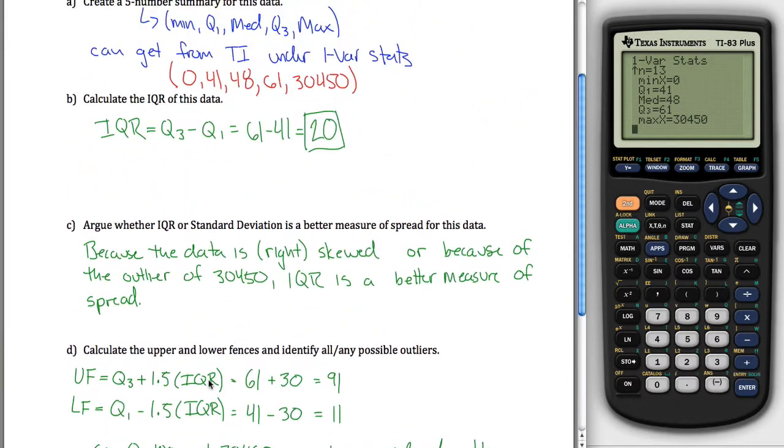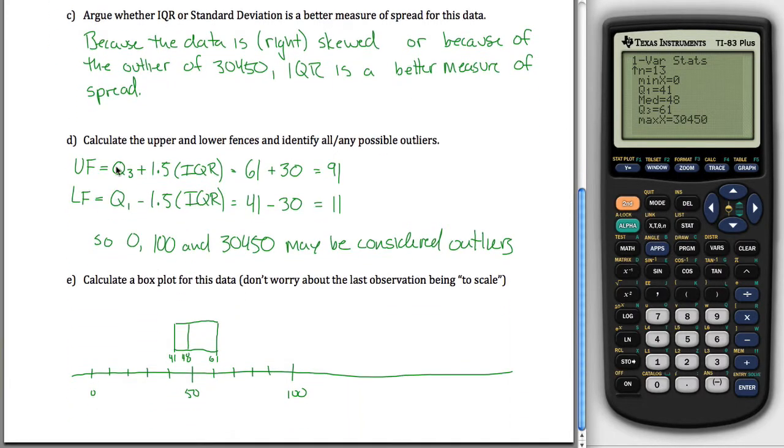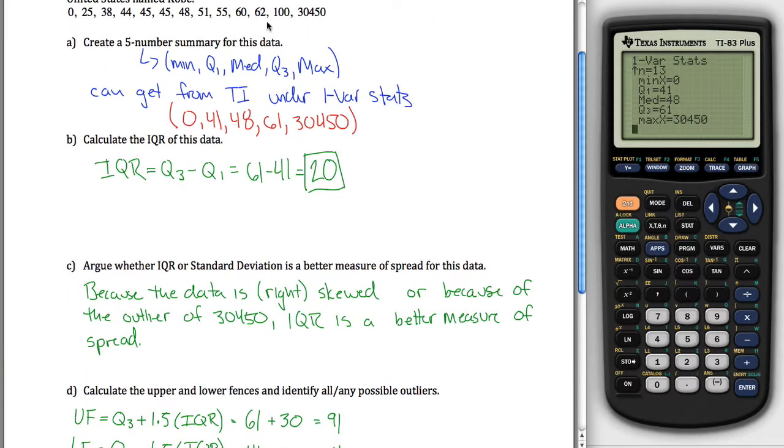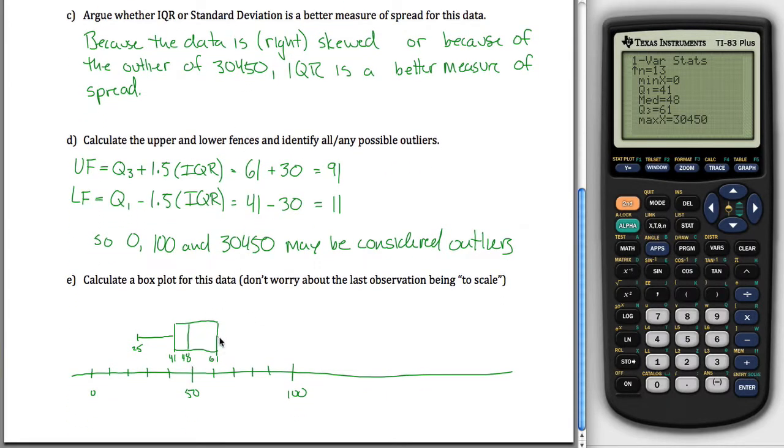And then what we want to do is make lines go out to our smallest observation that's not an outlier. So 0 is an outlier, so 25 is our smallest observation that's not an outlier. So 10, 20, 25 would be right in there. And then our largest observation that's not an outlier looks like it's 62. But then we got these outliers. We have one down here at 0, one up here at 100, and then one way out here at 30,450.